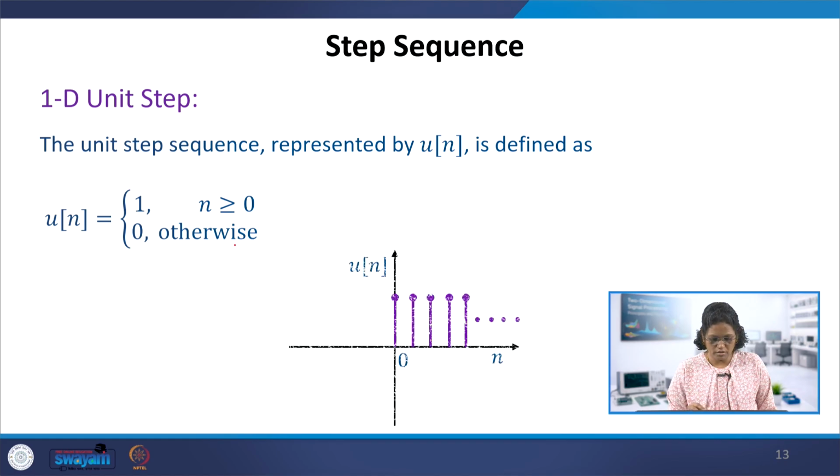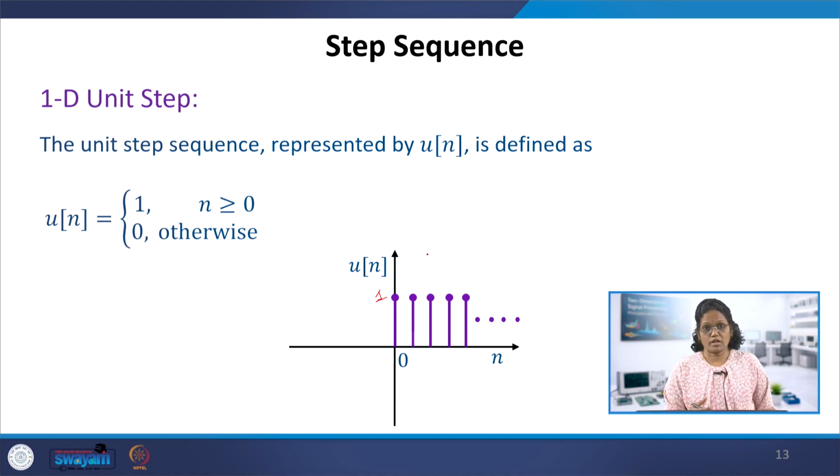When we plot this, it is a sum of shifted impulses, as we learned previously: an arbitrary sequence x of n can be written in terms of the sum of shifted impulses with the corresponding amplitudes. This is unit 1 here, and this is u of n. This is a step signal, valid from 0 to infinity, that is n greater than or equal to 0. It is 1. So this is the one dimensional step sequence.